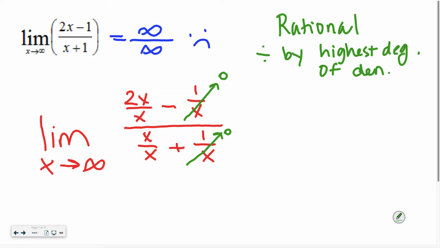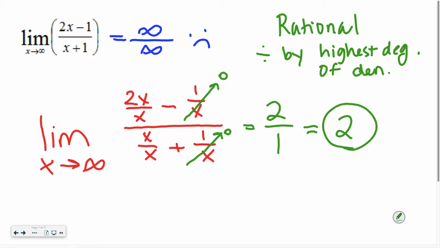And what's 2x over x the same as? What's x over x the same as? What's happening at 2? It's approaching infinity. There's a horizontal asymptote at y equals 2.